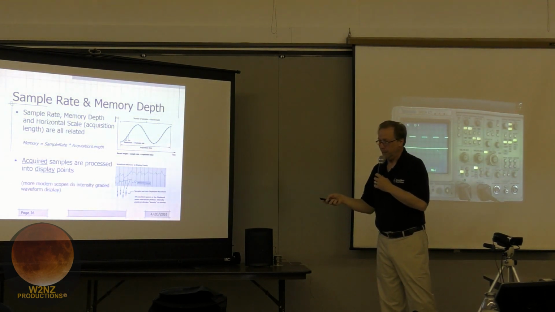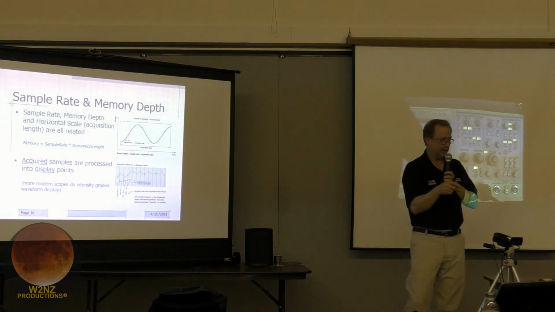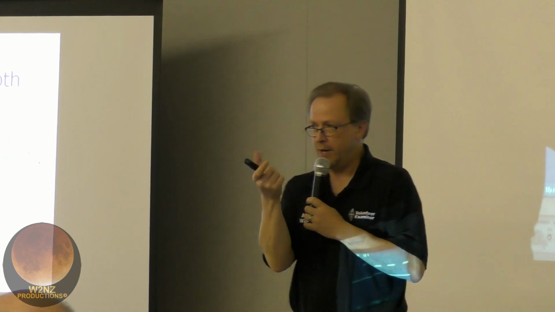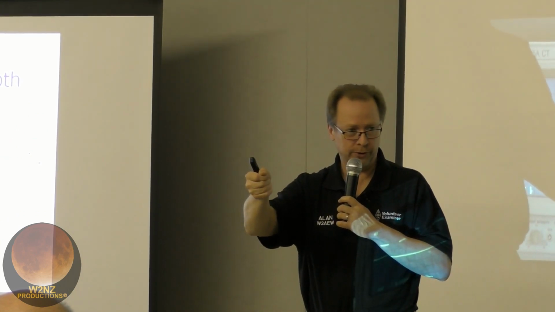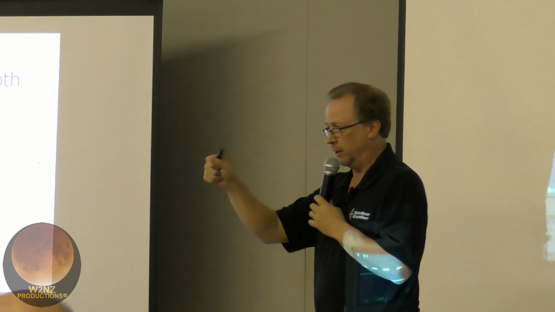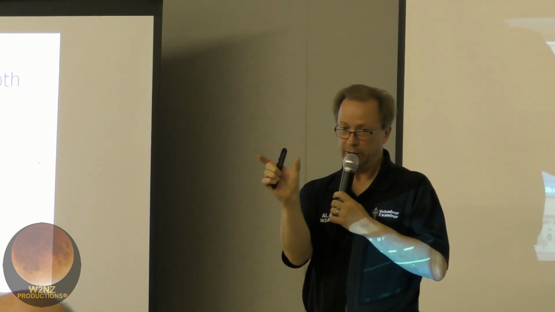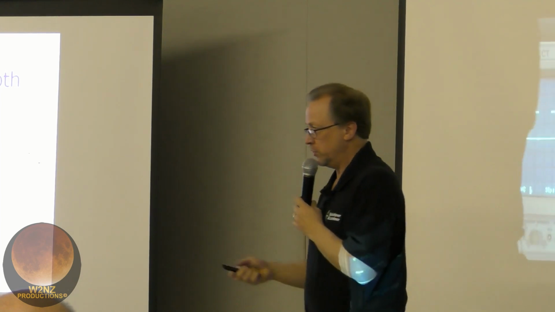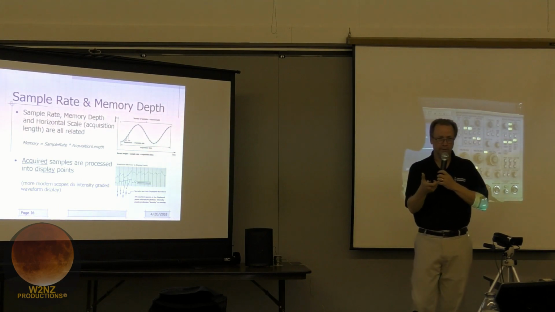The amount of memory we need to display a waveform is a function of the sample rate and the acquisition length. And remember on the analog scope, how much time we display across the screen is a function of the time per division control. If I set it to one millisecond per division, I've got 10 divisions, the screen would show me 10 milliseconds worth of data. We have the same concept here, except on digital scopes we call it horizontal scale.